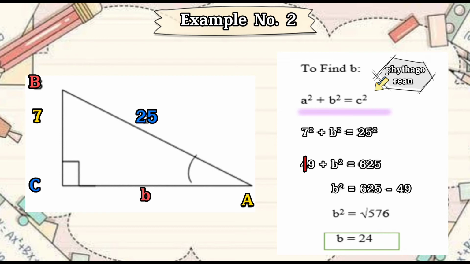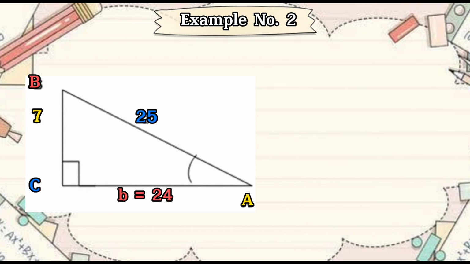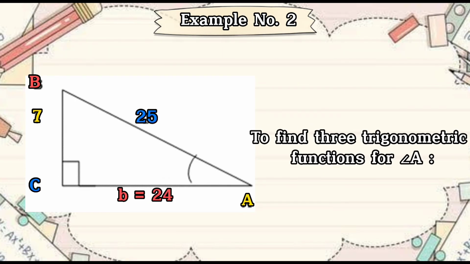That is equal to 576. At para mawala yung square natin dun sa b, square root natin yung 576. Ang magiging answer is 24. Thus, side B is equal to 24. To find three trigonometric functions for angle A. So, sa triangle natin, mag-focus lang tayo sa theta natin, which is yung angle A.